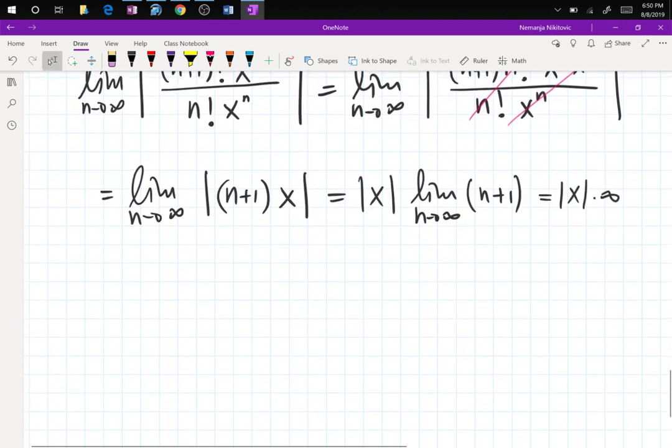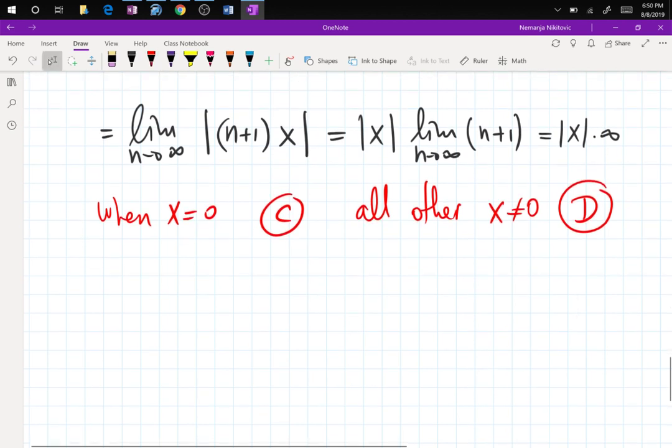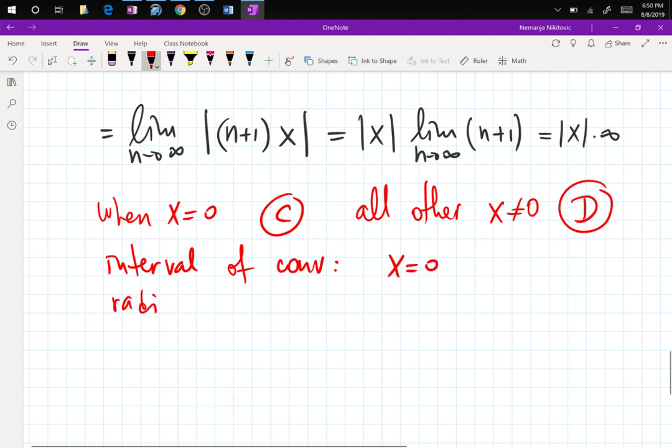So now we say, when x equals 0, we have convergence, all other x different than 0. Boom, divergence. What's my interval of convergence? Single point. So interval of convergence is x equals 0, single point. Radius of convergence r equals 0. There is no radius to it. It's just a single point for convergence and the infinity around it for divergence.